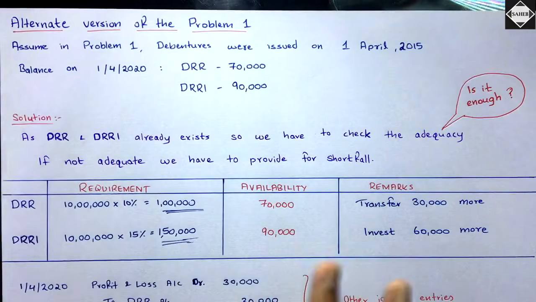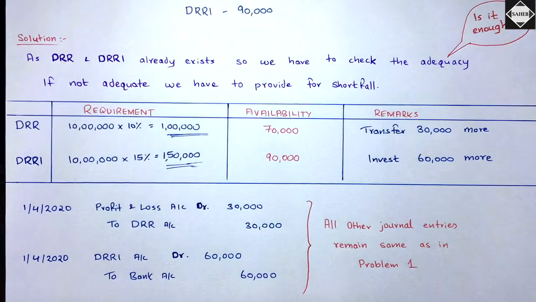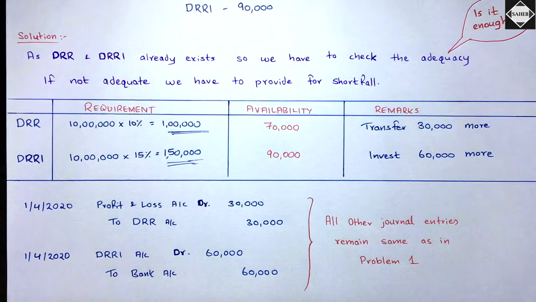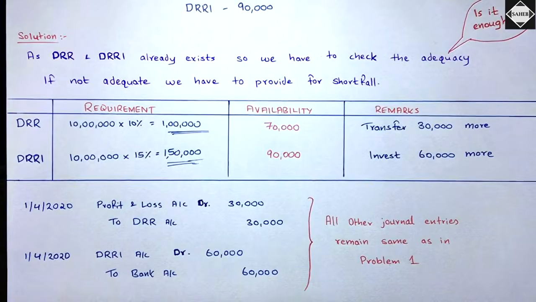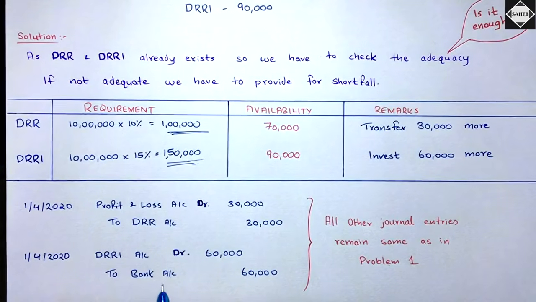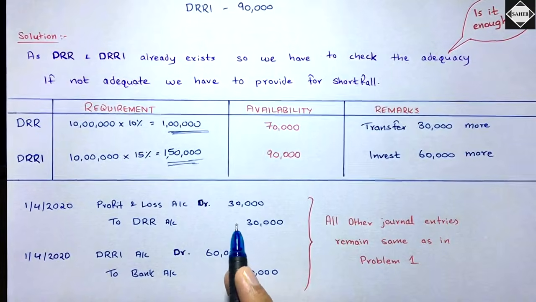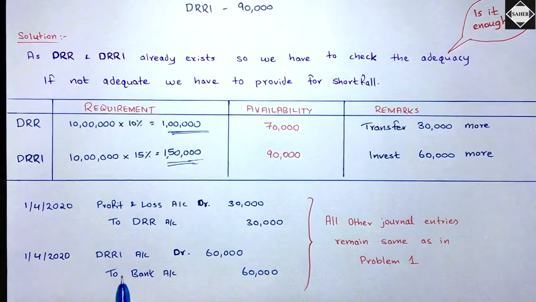See, here I have written the journal entries. On 1st April, only this much difference will be there. Profit and loss account debit 30,000 to DRR account 30,000, and then DRRI account debit to bank account. We are making DRR of 30,000 more and DRRI investment also 60,000 more. All the other journal entries will remain the same as problem 1.